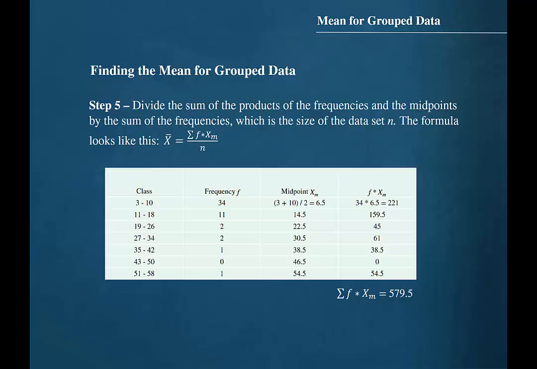In step 5, we will divide the sum of the products of the frequencies and the midpoints by the sum of the frequencies, which is the size of the dataset N. The formula looks like this: X bar, and we use the symbol for sample mean since this will be an approximation of the mean for the dataset that was used to construct the grouped frequency distribution. Again, we have the sigma symbol, which means to sum the products of the frequencies and the midpoints, and then divide by the size of the dataset. The size of the dataset will be the sum of the frequencies. This sum will give us 51.